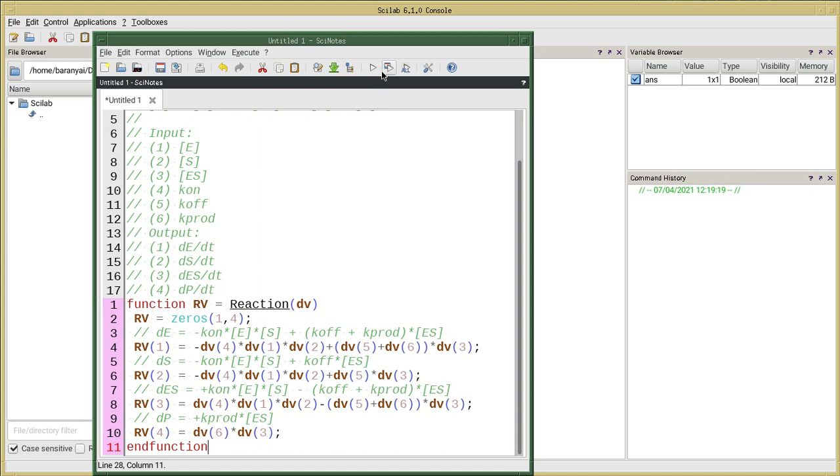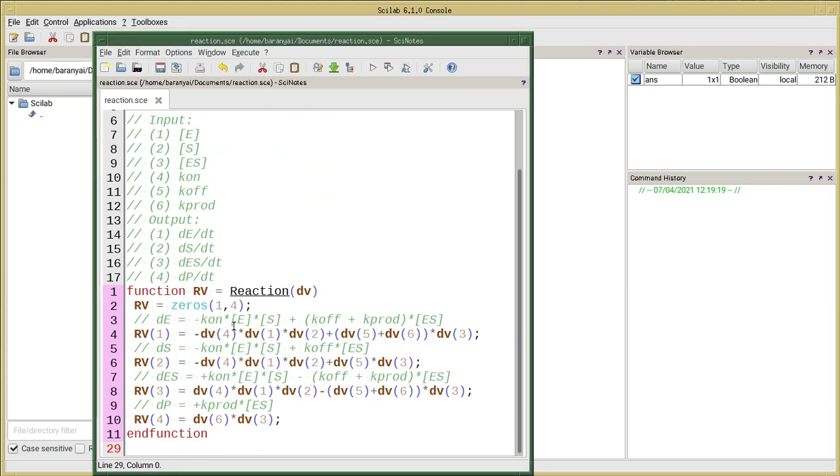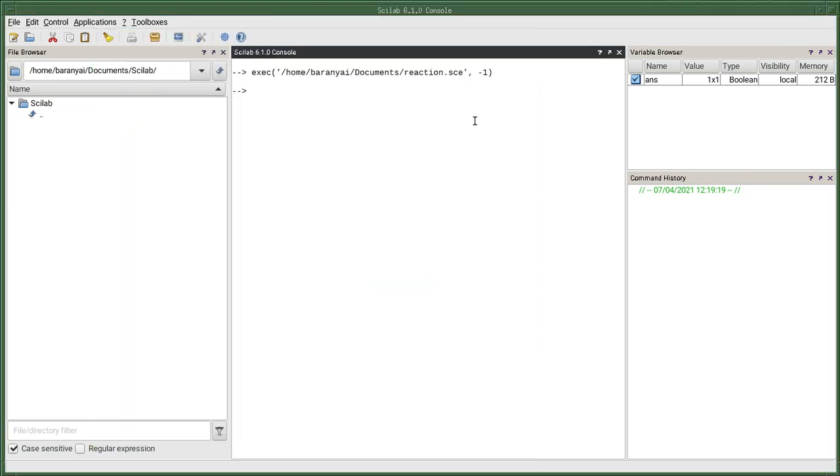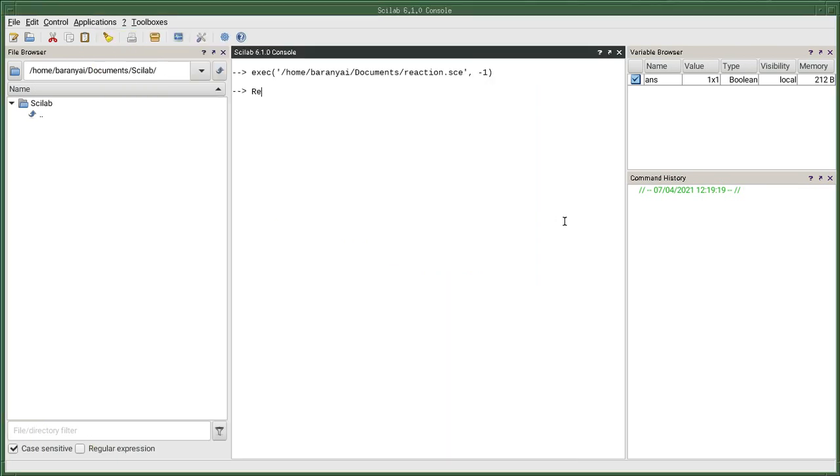Okay, and let's see how it looks. First, I will save, and I will make it reaction name. Okay, and now I can run. Here you can see that there is basically no error message. So this reaction function I can use with 6 input parameters: enzyme, substrate, the complex, forming kinetics, dissociation kinetics, and production making kinetics. So let's try how it works.